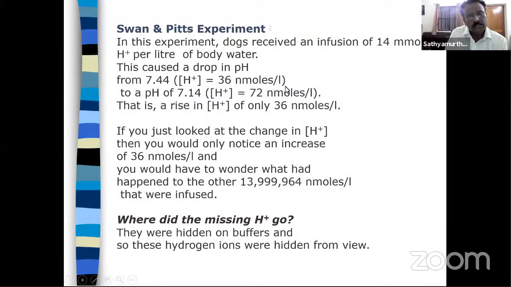What they found was the change in nanomoles was only about 72 nanomoles of hydrogen ions, and the pH dropped from 7.4 to 7.14. But actually, how much of this one they had given was somewhere in thousands, so 13,000 odd, 13 million odd nanomoles were infused, but there was only a change in this one of 36 nanomoles. How does this happen? This gets hidden by a buffer system. What are these buffer systems?